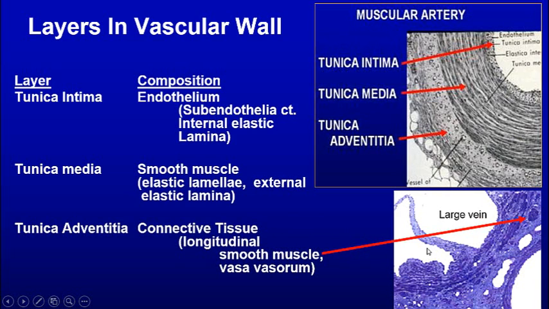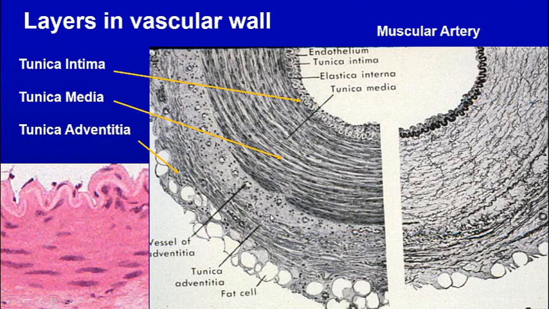Now in large veins, especially in the legs, here you see the valve in the vein. Not only do you have the circular muscle of the media, but you also have longitudinal muscle in the adventitia. And so this is a longitudinal muscle in the adventitia of large veins. So here we see a muscular artery, various layers of smooth muscle, internal elastic lamina, which makes the surface scalloped. And you can see internal elastic lamina, intima, media, and the adventitia.